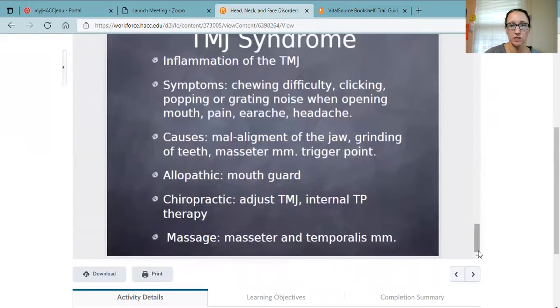Now, as far as TMJ syndrome is concerned, of course, massage is indicated. We just mentioned intraoral massage, but we're not really going to be doing that, of course. We're going to be working the masseter and temporalis, right? The muscles that elevate the mandible. So we're going to be working here and here. And remember, we need to stay anterior on the masseter, not way back here, okay?